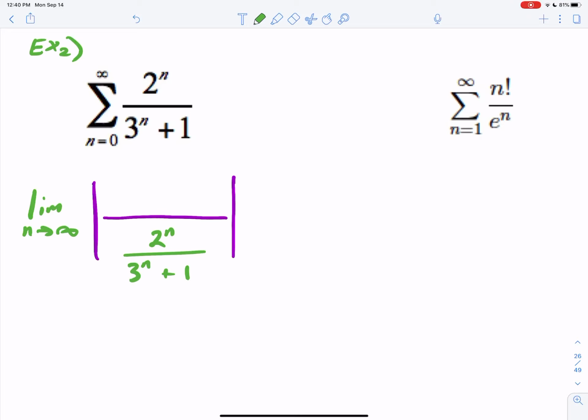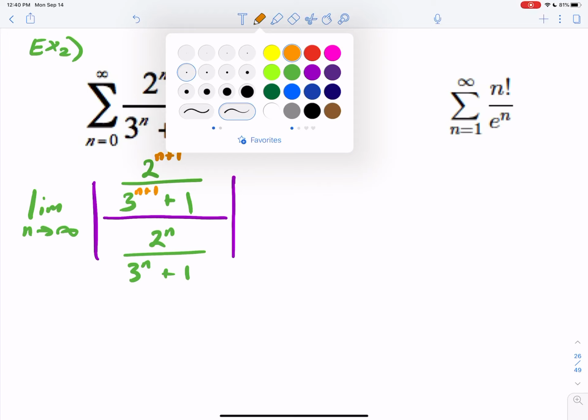okay? Now at the very top, you're going to plug in your a sub n plus 1 term. So what I mean by that is pretty much replace your n, every time you see an n, with an n plus 1. So this is going to be 2 to the n plus 1 over 3 to the n plus 1 plus 1. I'll color coordinate so you guys can see. That's all we're doing. You're replacing an n with an n plus 1. Okay? Now, I'm showing you all the steps, but I'll show you how to cut corners afterwards, okay?